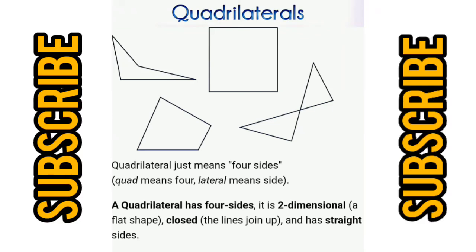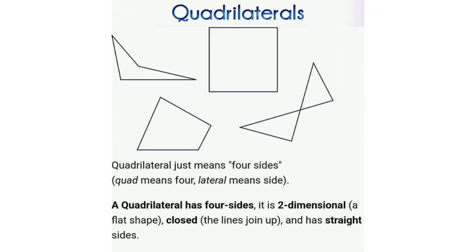So quadrilateral is a special kind of polygon. Quadrilateral means four sides and four angles. Quad means four and lateral means sides. A shape having four sides and four angles.